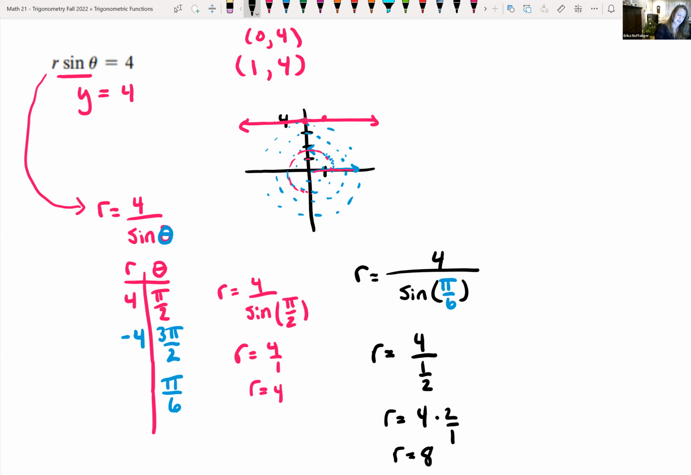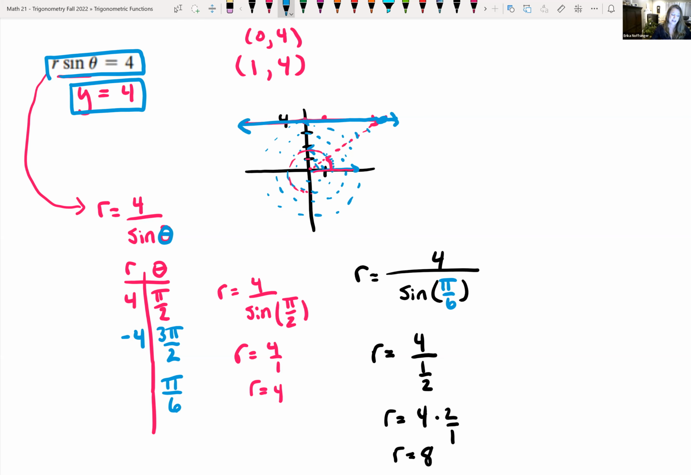So if I go π/6, which is 30 degrees, and I look at my terminal side, that would tell me I would be going out 8 circles. So 8 circles I'm going to be hitting: 1, 2, 3, 4, 5, 6, 7, 8. Okay, right here, we're going to say that's 8. So we end up getting points on this horizontal line. So for r sine theta equals 4, we got y equals 4. So r sine theta equals a number is just a horizontal line at that number.